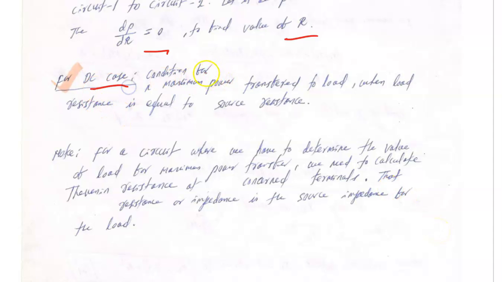For the DC case, the condition for maximum transfer to the load is when the load resistance is equal to the source resistance. For DC there is no effect of reactance or impedance like that. So make the load resistance equal to the source resistance. In that case, the maximum power will be transferred from source to load.